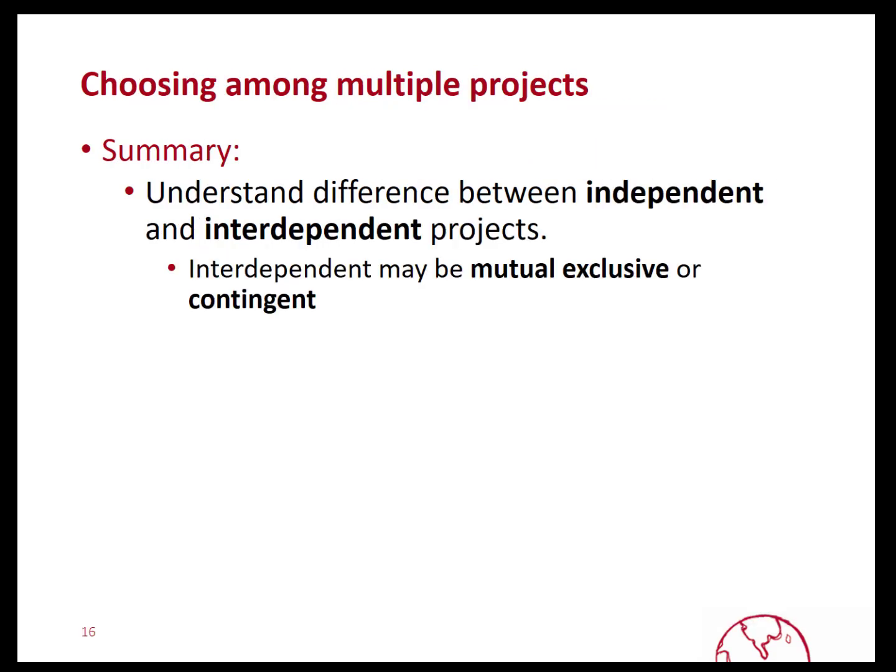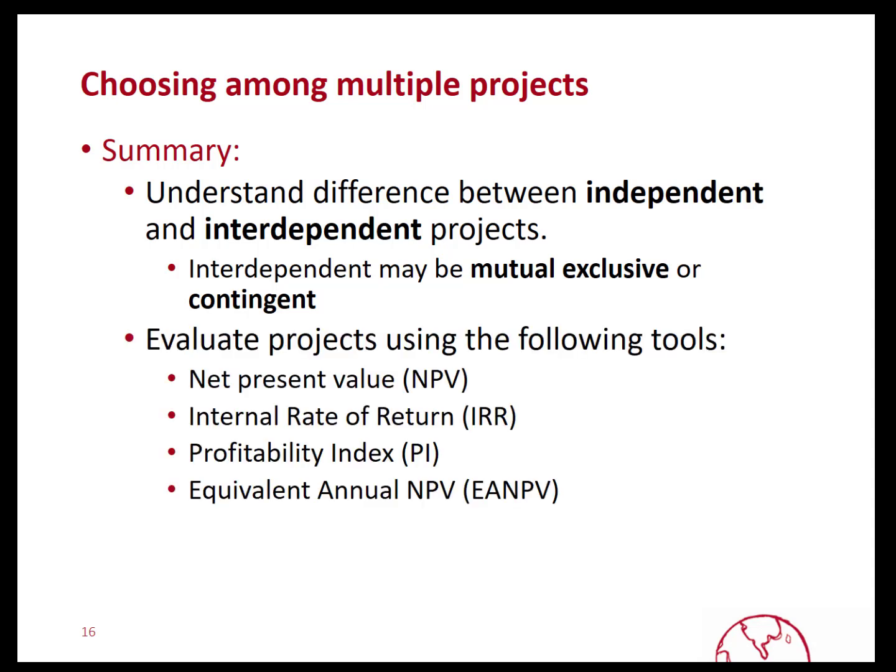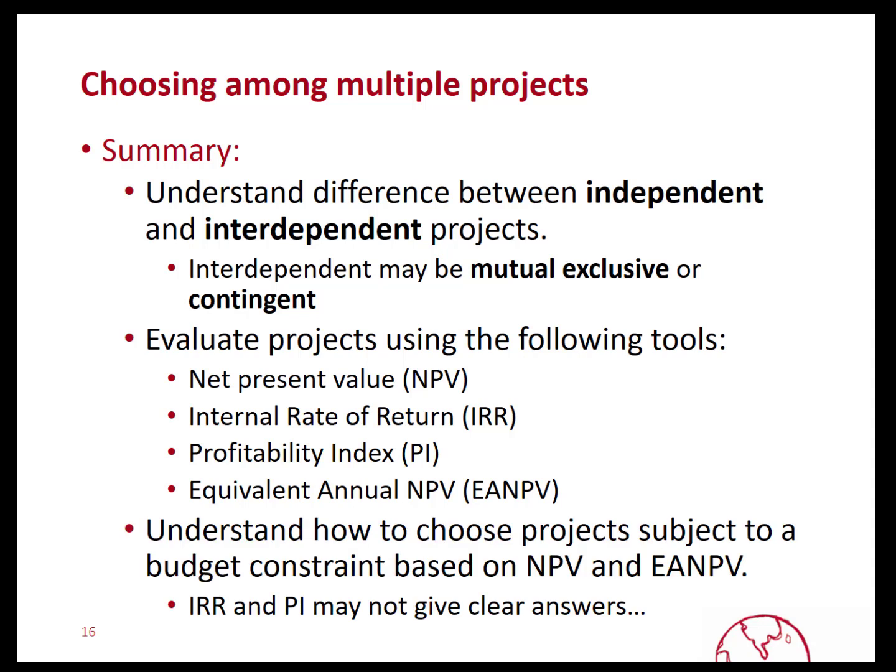Summary: you have to understand the difference between independent and interdependent projects and how to choose interdependent projects that are mutually exclusive or contingent. You have to use these different tools to evaluate projects: NPV, IRR, Profitability Index, and EA NPV. You have to understand how to choose projects subject to a budget constraint based on their NPV and equivalent annual NPV, knowing that IRR and profitability index may not give you clear answers.